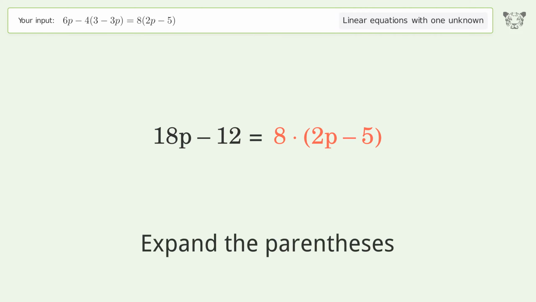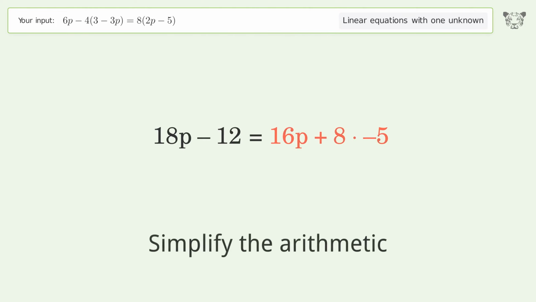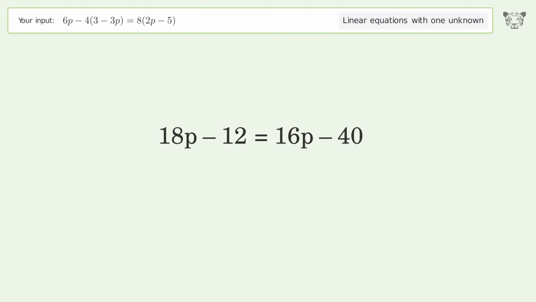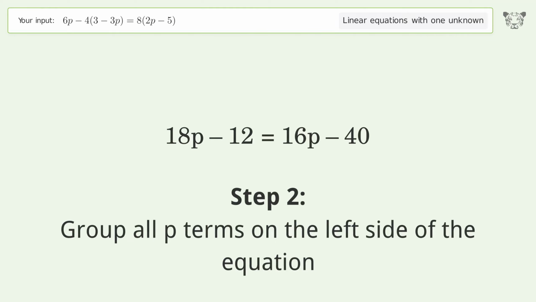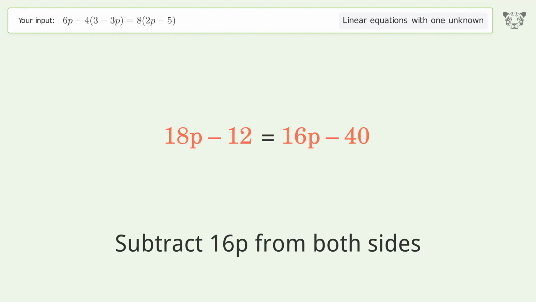Expand the parentheses. Multiply the coefficients. Simplify the arithmetic. Group all p terms on the left side of the equation. Subtract 16p from both sides.